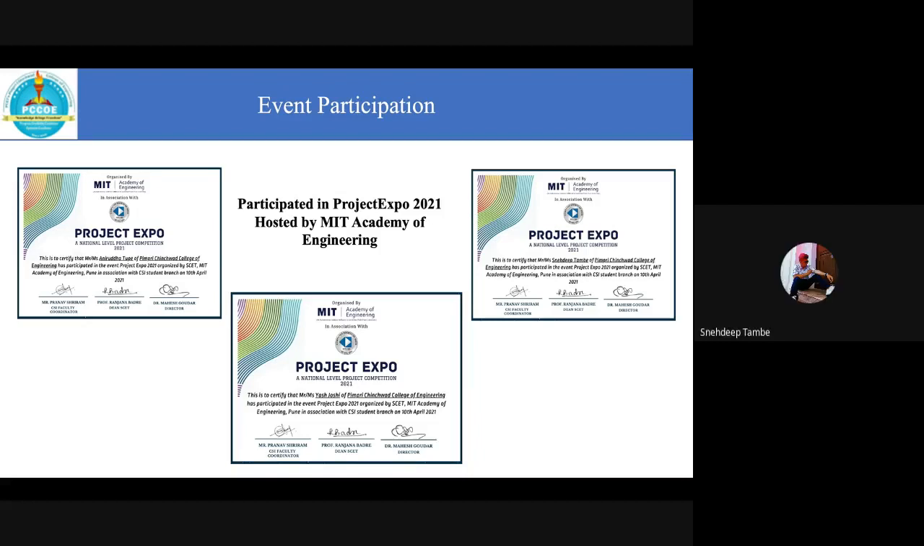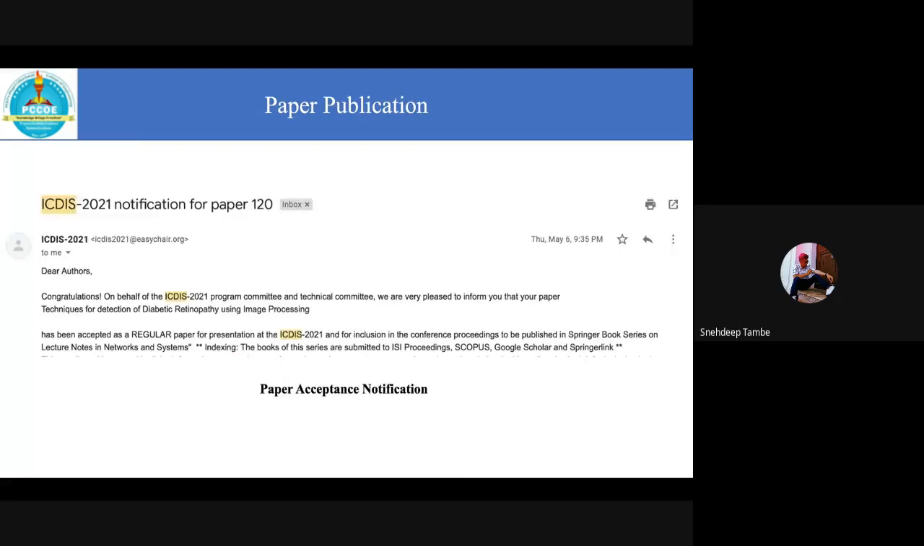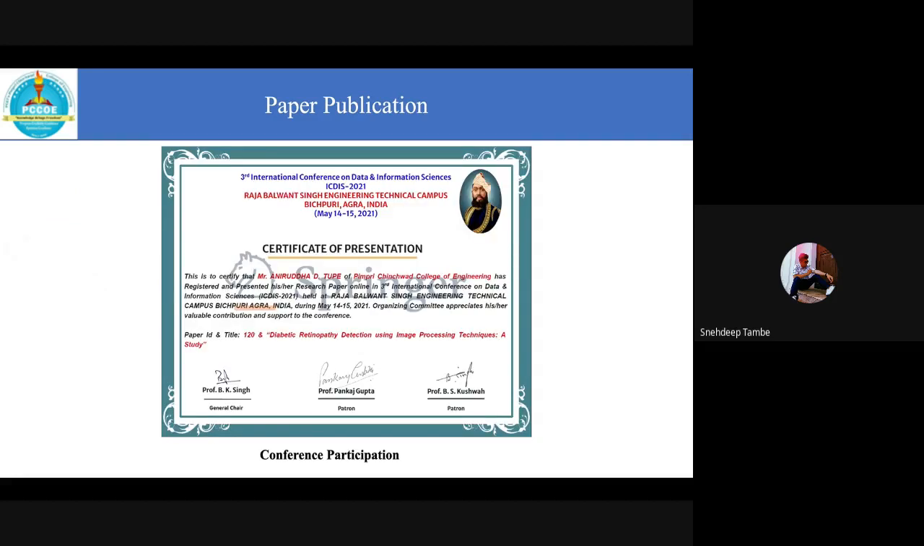So we have participated in an event hosted by MIT, and we presented our idea there. This is our participation certificate. We have published a paper, and the paper was accepted, and they sent us some reviews, and we made changes accordingly. This is a certificate from the conference where we presented our paper.